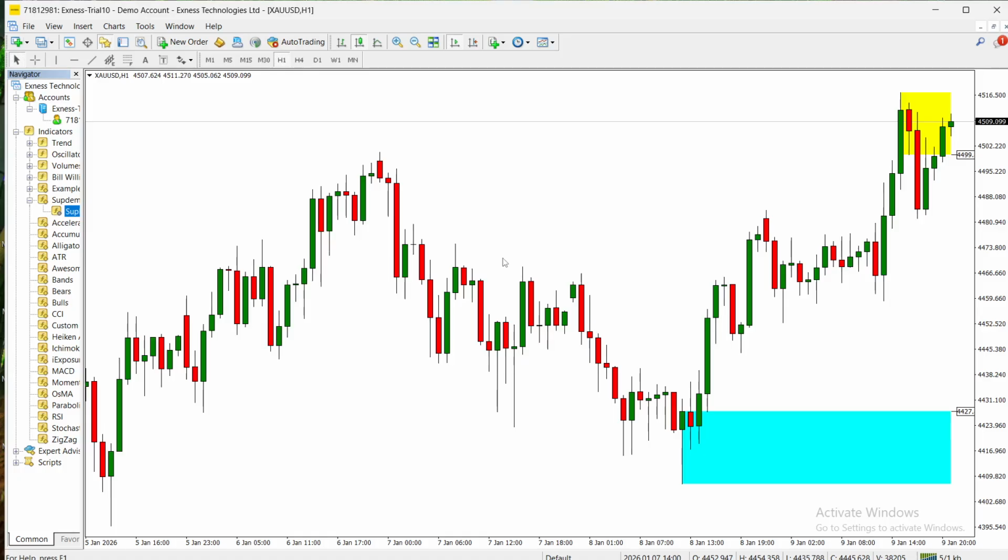The indicator assists traders in setting stop loss and take profit levels with greater accuracy, ensuring that potential losses are limited while allowing profits to run, and it can be applied to all major and minor currency pairs.